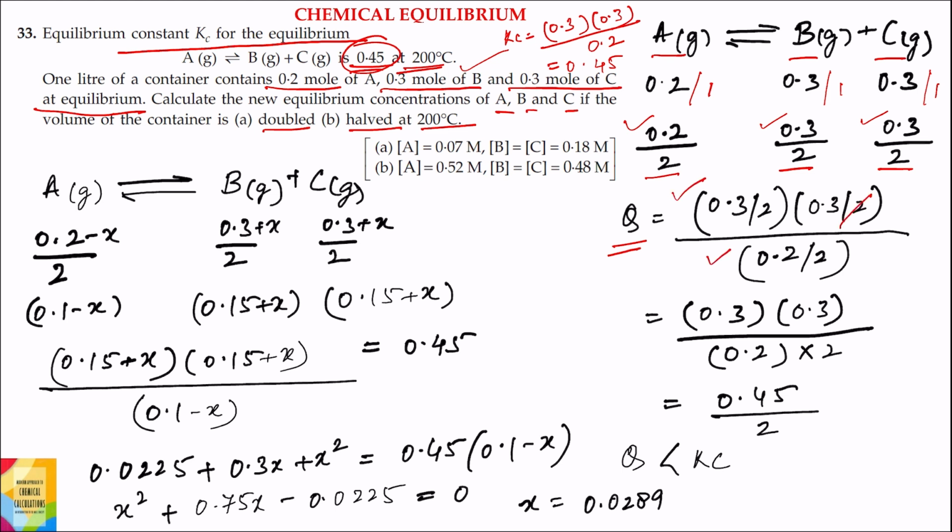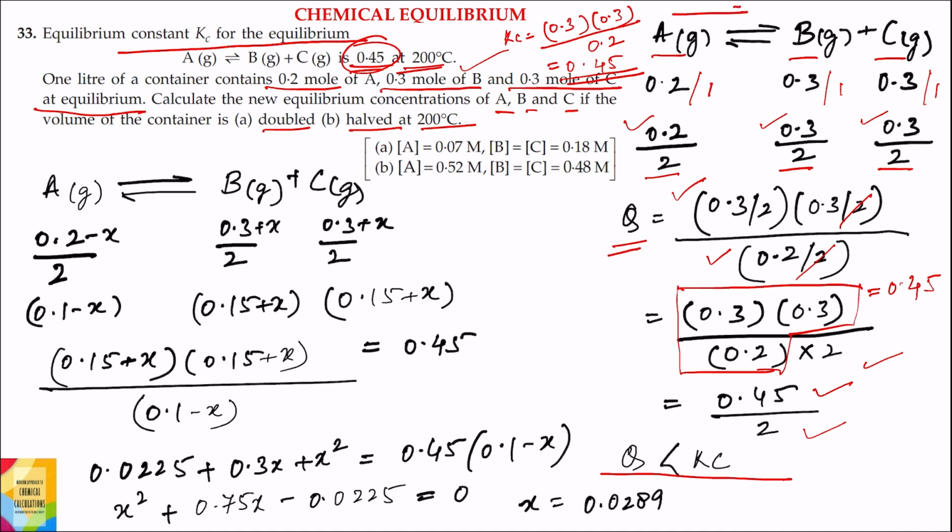So here the 2 will cancel and we get this value. Now in this, 0.3 into 0.3 divided by 0.2 is equal to 0.45. See, this is equal to the value of Kc. So we can write it as Q is equal to 0.45 divided by 2. Clearly, value of Q is less than Kc when the volume is doubled. Now to reach equilibrium, Q has to be equal to Kc. For that, the reaction will take place in the forward direction.